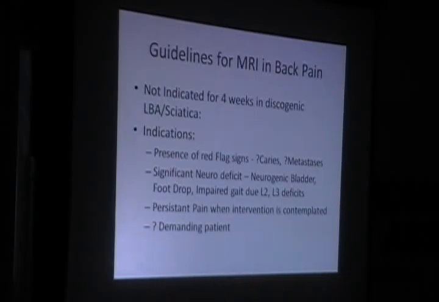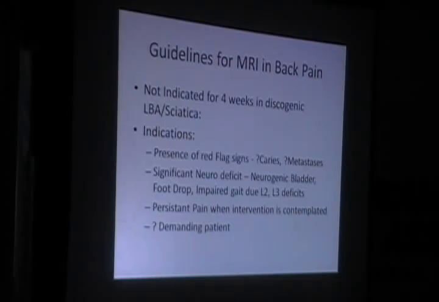So the guideline for MRI in back pain is that it is not indicated for 4 weeks in discogenic back pain. That means clinically we should be able to differentiate whether it's a discogenic back pain or not. A discogenic back pain characteristically is less in the lying position, either right lateral or left lateral, the pain subsides. It is not there at night unless he turns this way. So we have different ways of diagnosing discogenic back pain. In such cases, MRI is not indicated for 4 weeks.